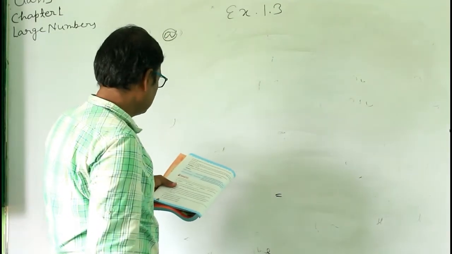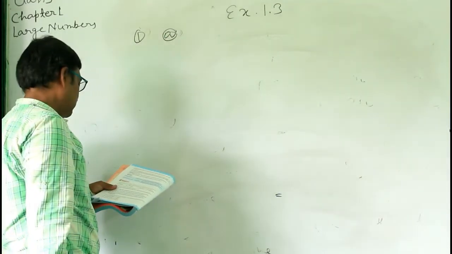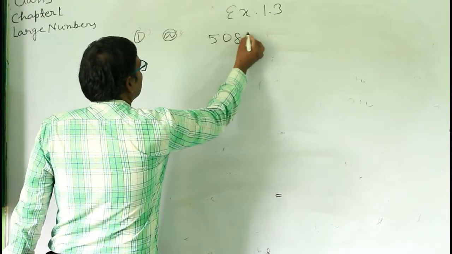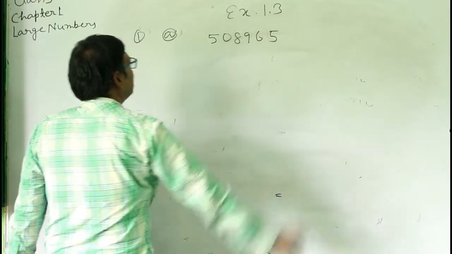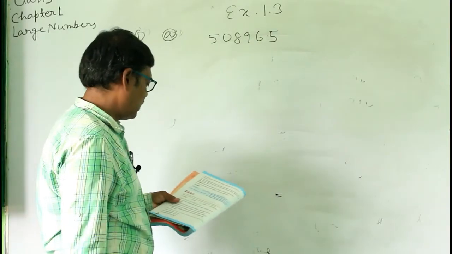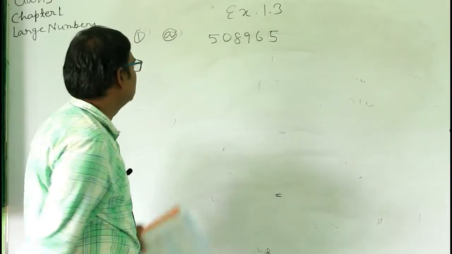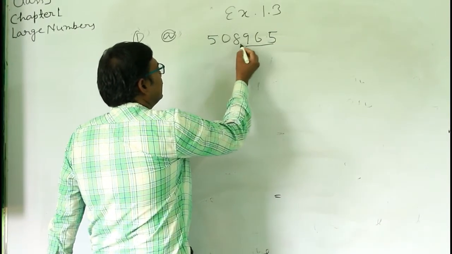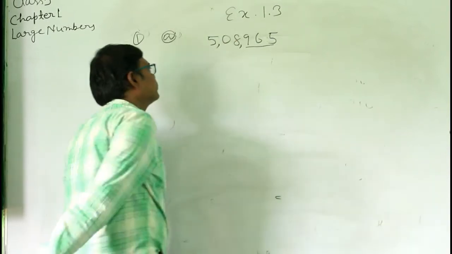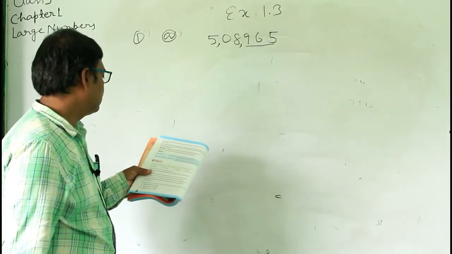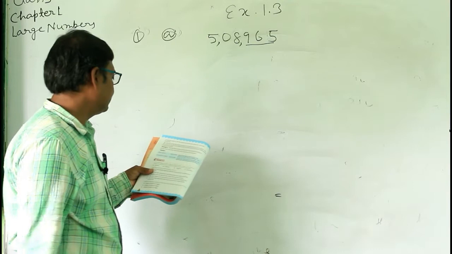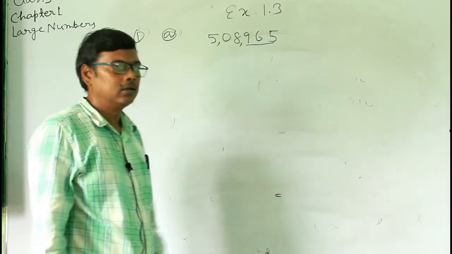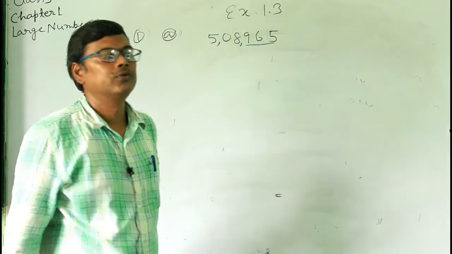In this case, the number is 5,08,965. Okay, this is the number, right? And in this number, we have to mark the periods. It's very easy here. Just take 3 digits out here, and then a comma here. So these are the periods, and then I put the mark here. Mark the periods with commas and write the name in both the Indian and the international systems of numeration.